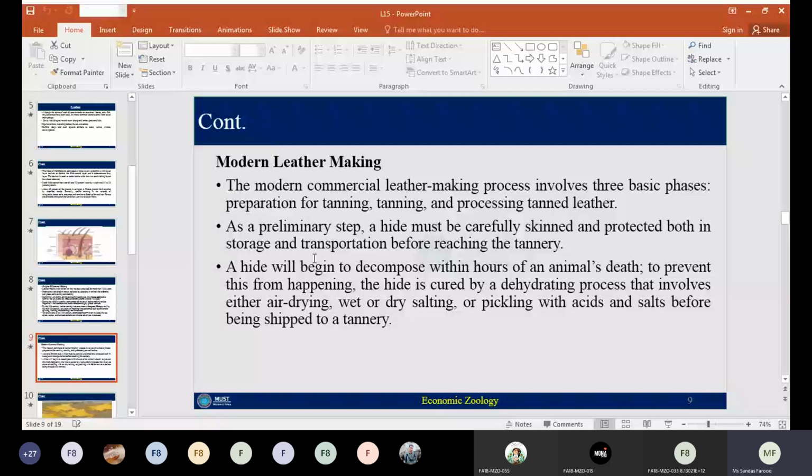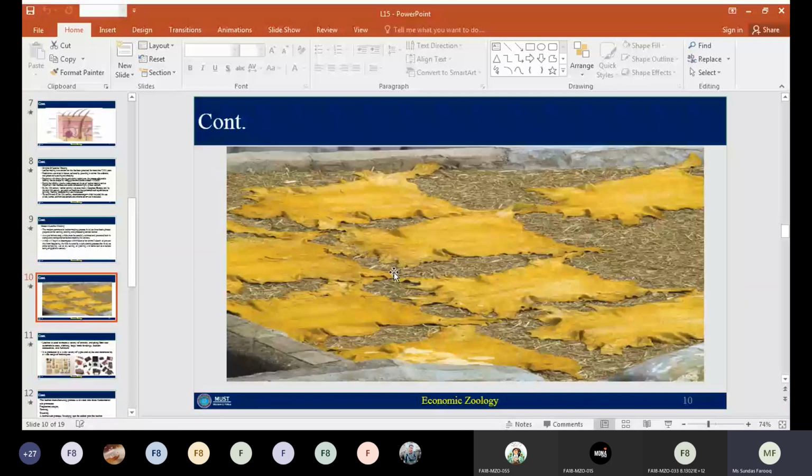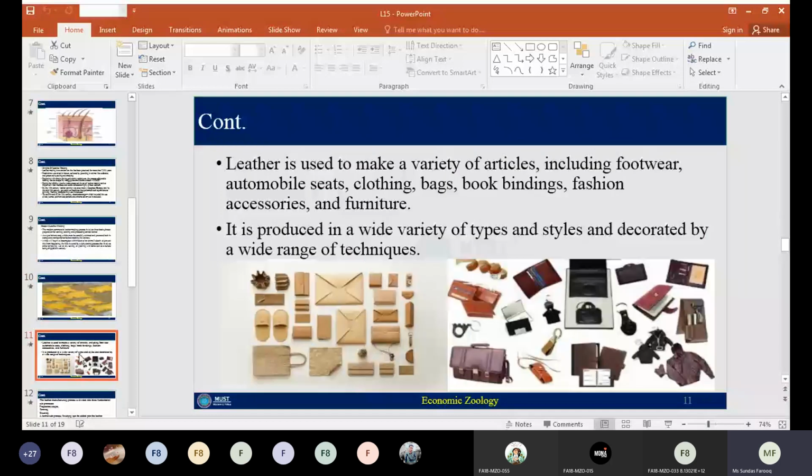So in the next diagram you can see the basic process that is involved in the treatment of different types of animal skin. So this is actually the stage where the different types of animal skins are transported to be utilized for different types of commercial activities.